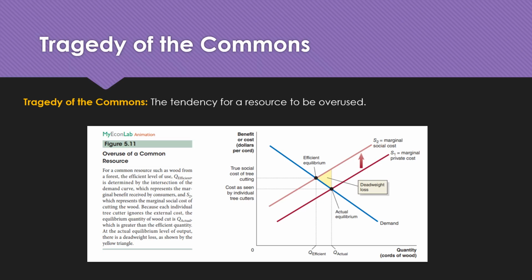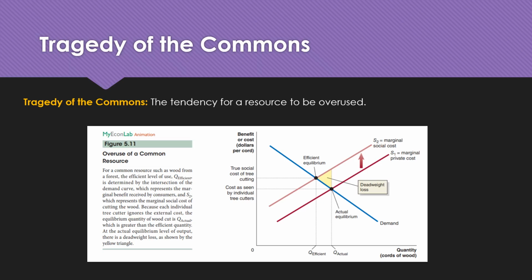If I cut the tree down and take it, you don't get the tree. Whether that means that you don't get the tree to cut down for yourself, or you don't get the tree as shade or access to it in terms of a national forest or a local park. You don't get access to it; it's rival.